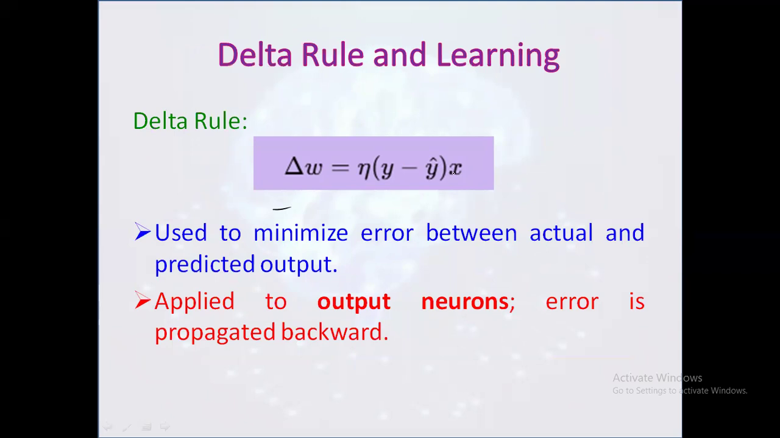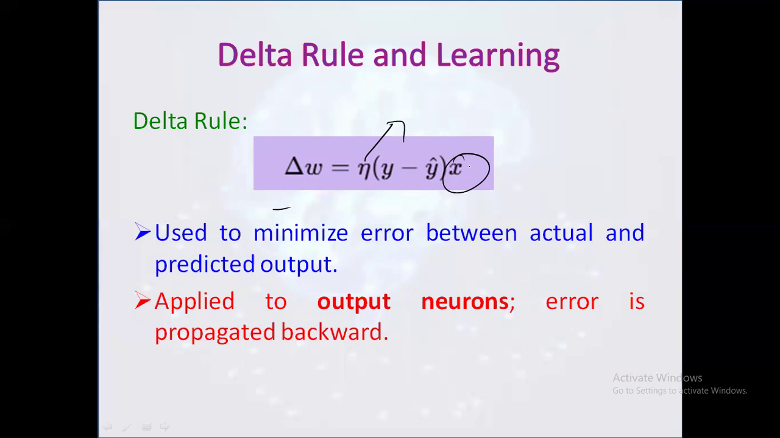Next, delta rule and learning. ΔW is equal to eta into (y minus y cap) into x. The delta rule is a specific case of gradient descent used in simple neural networks. It adjusts the weight by taking the product of learning rate and the error (y minus y cap) and the input x.